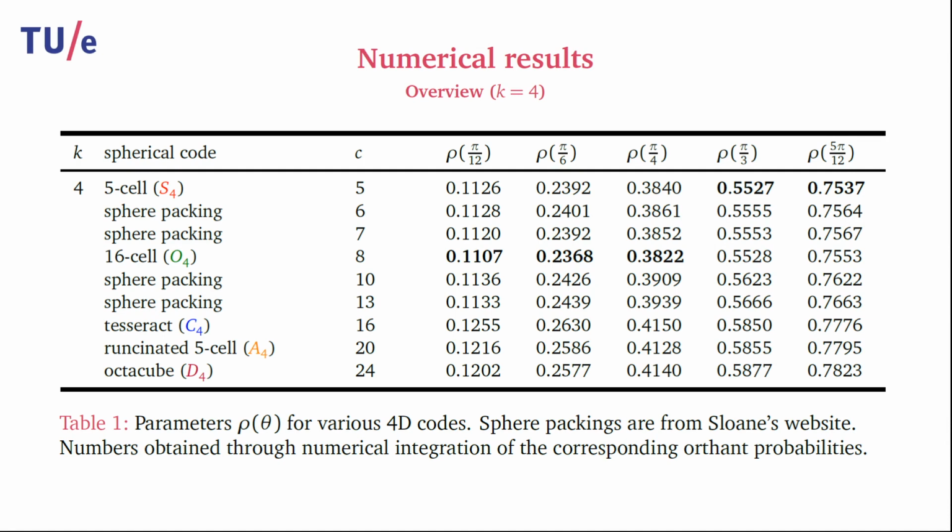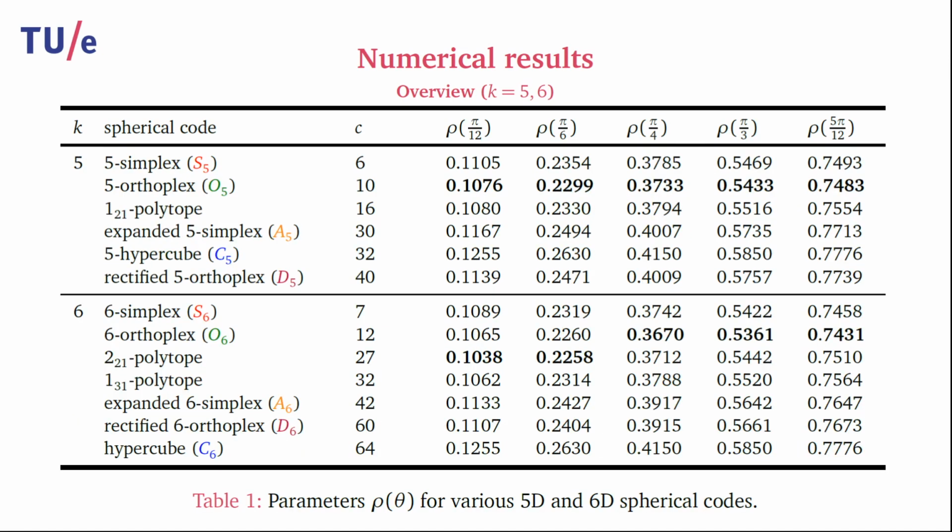And between parentheses like S4, O4, C4, A4, and D4, that means they are part of a family of spherical codes like the simplices or orthoplices, the cubes, and the root lattices A and D. And the O4 is also just a cross polytope, related to cross polytope hashing.